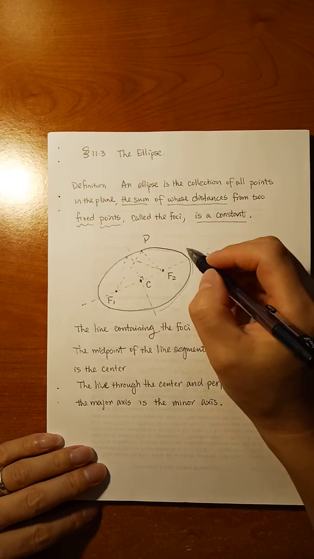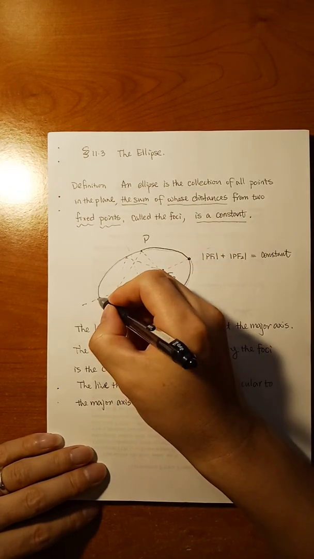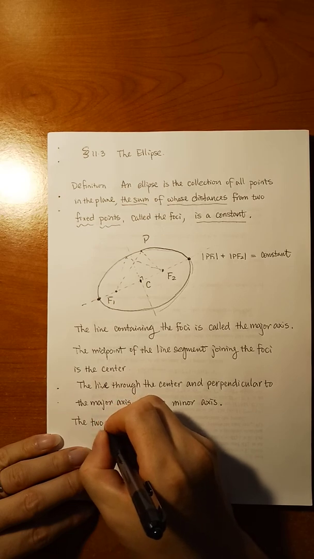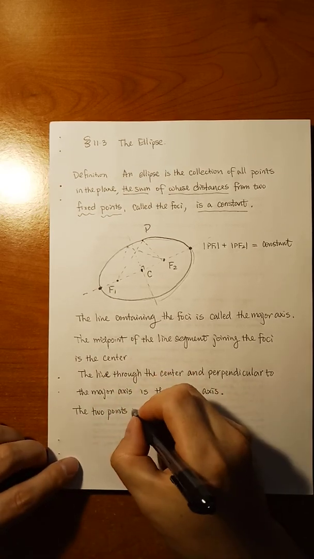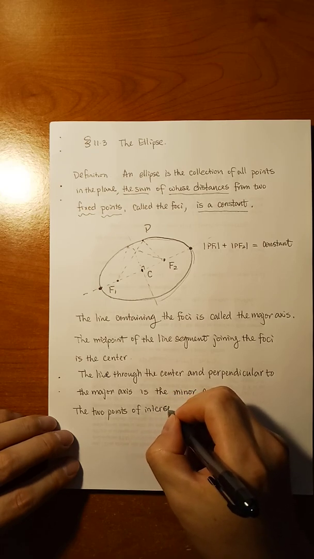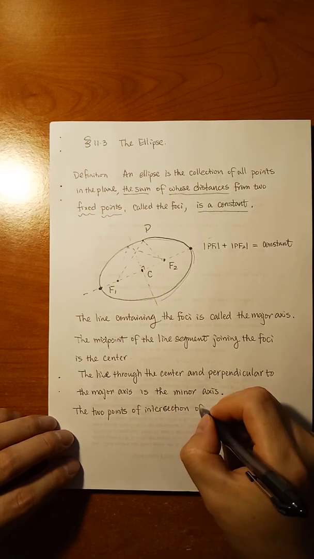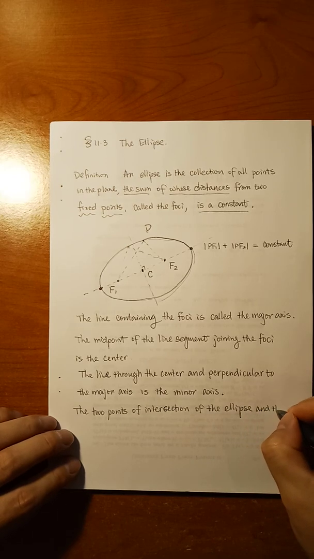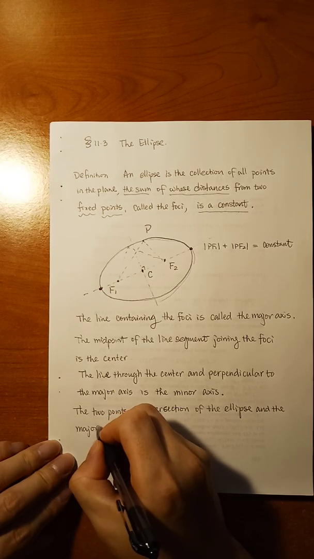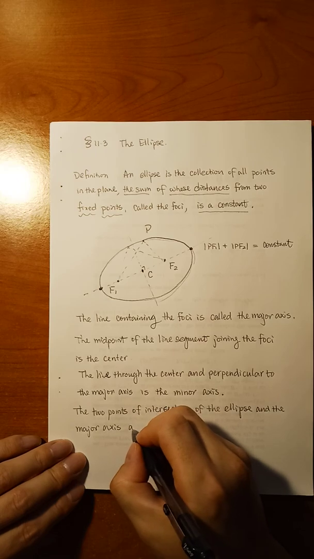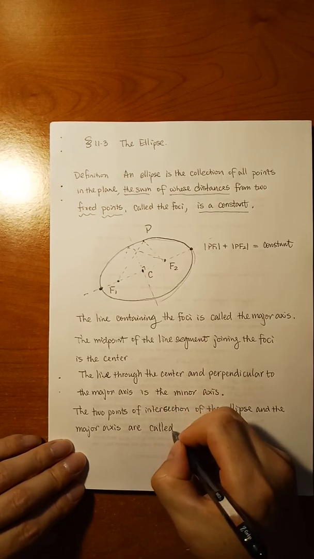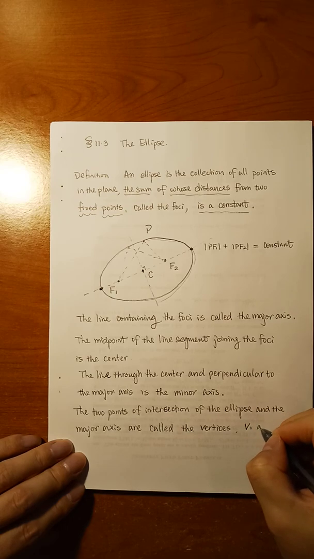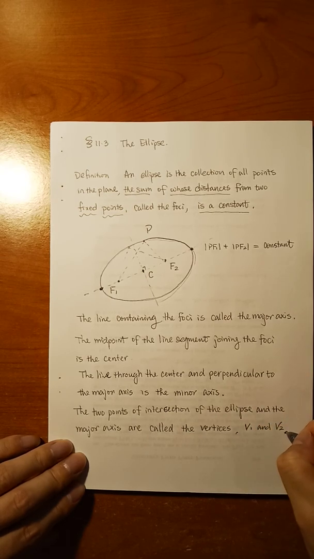Okay, and these two points of intersection of the ellipse and the major axis are called the vertices, V1 and V2. So these are the vertices.